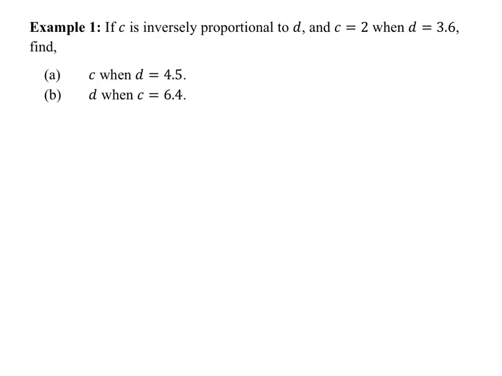So let's jump in. If C is inversely proportional to D, and C is 2 when D is 3.6, find C when D is 4.5. So go ahead and practice part A on your own. Use the generic function we wrote on the previous slide. This is a relatively easy example of this. Use the idea of inverse proportion to write a relationship between C and D, and use K for your constant again.